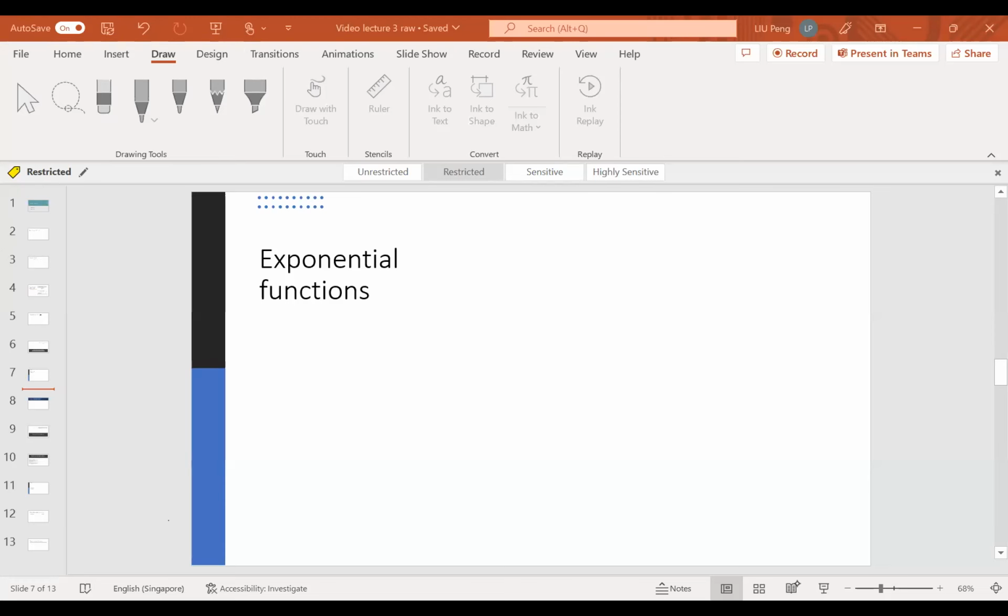Hello everyone, welcome to part 2 of the third lecture. In this part, we're going to start with the exponential functions. So what is an exponential function? Remember previously we talked about exponential growth, which is a function that grows at a very fast rate.